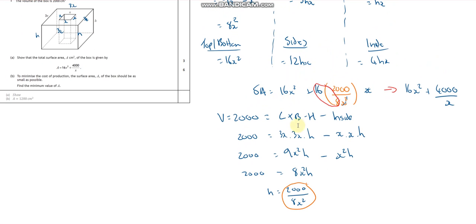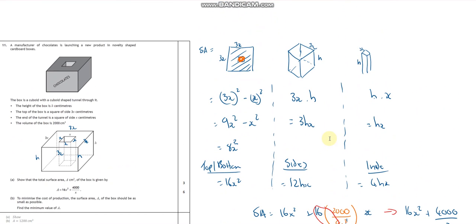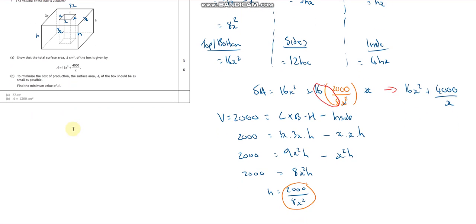But yeah, you can see why it's quite easy to make a mistake, easy to get this inside bit taken off, or not really understanding the nature of the cuboid. This is 3x as well. So yeah, hope that's helpful for the first bit.